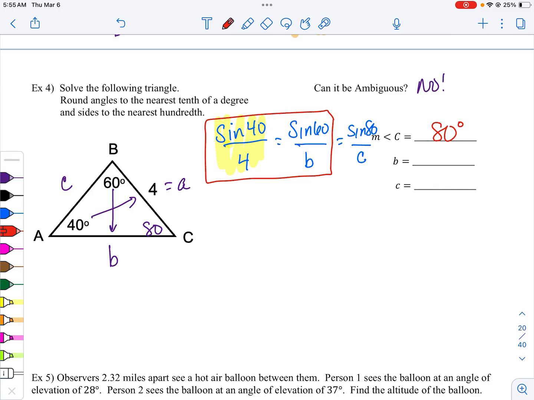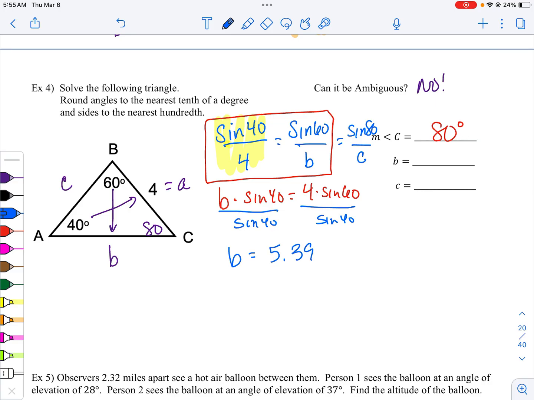Now let's cross multiply to find side B. So I get B times sine of 40 equals 4 times sine of 60. To get B all by itself, I'm going to divide both sides by sine of 40. So B is, plug that into my calculator, 4 sine of 60, hit enter, divide by sine of 40, and I get approximately 5.39. So B is 5.39.